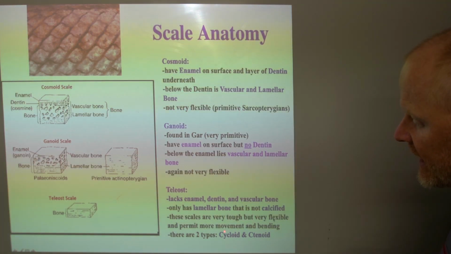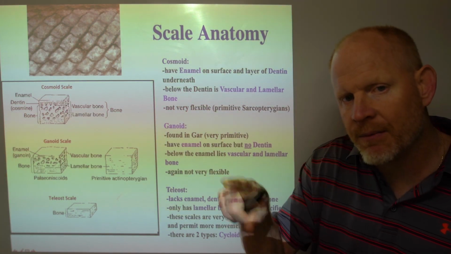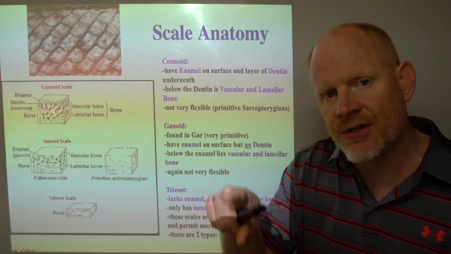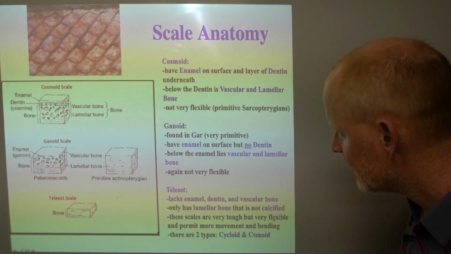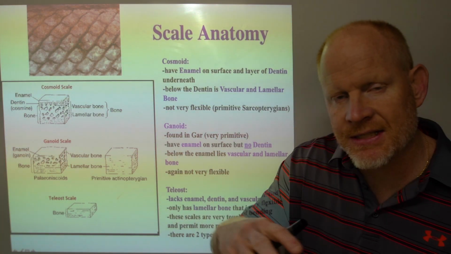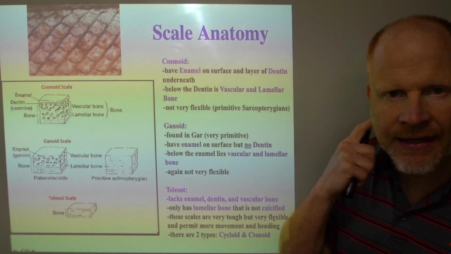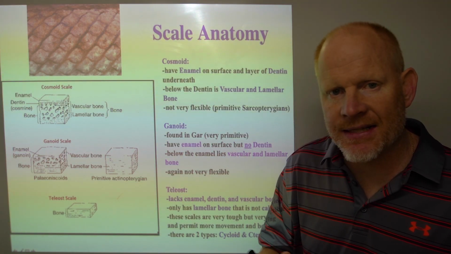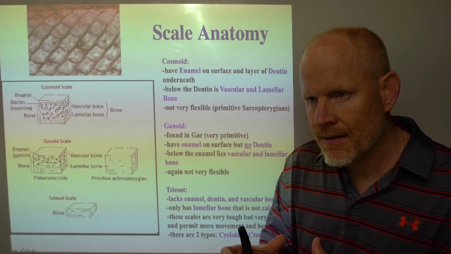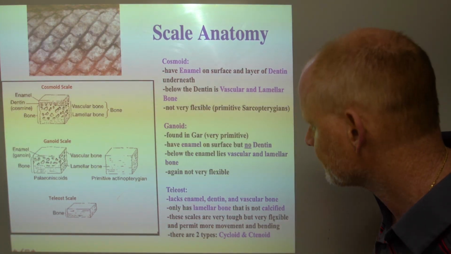There are two types of scales. There are cycloid scales where the lamellar bone is in rings or circles. And then you got the ctenoid scale, which has kind of a spiked border to it. So it depends on what fish group you're in. The scales are made the same way. They just kind of, the collagen's laid down a little differently.